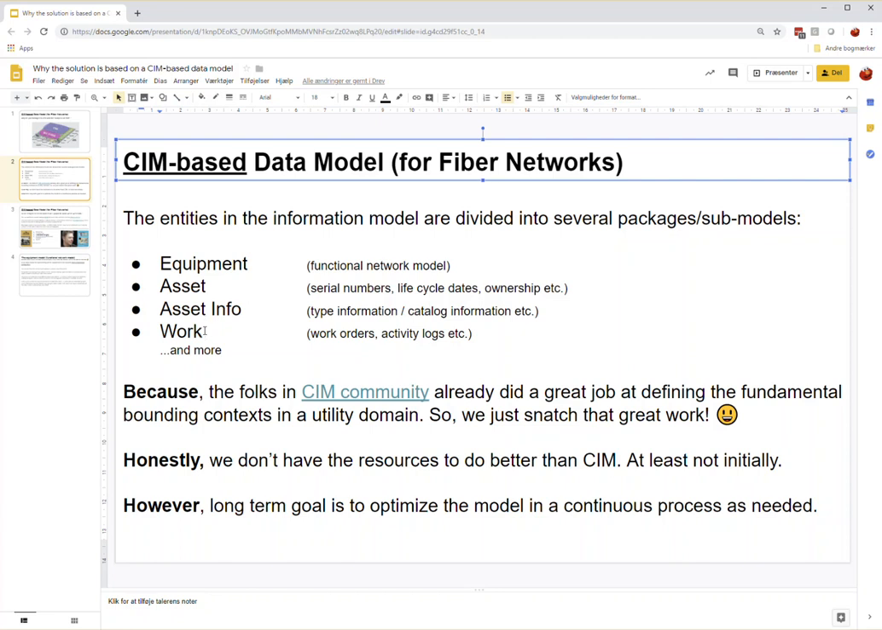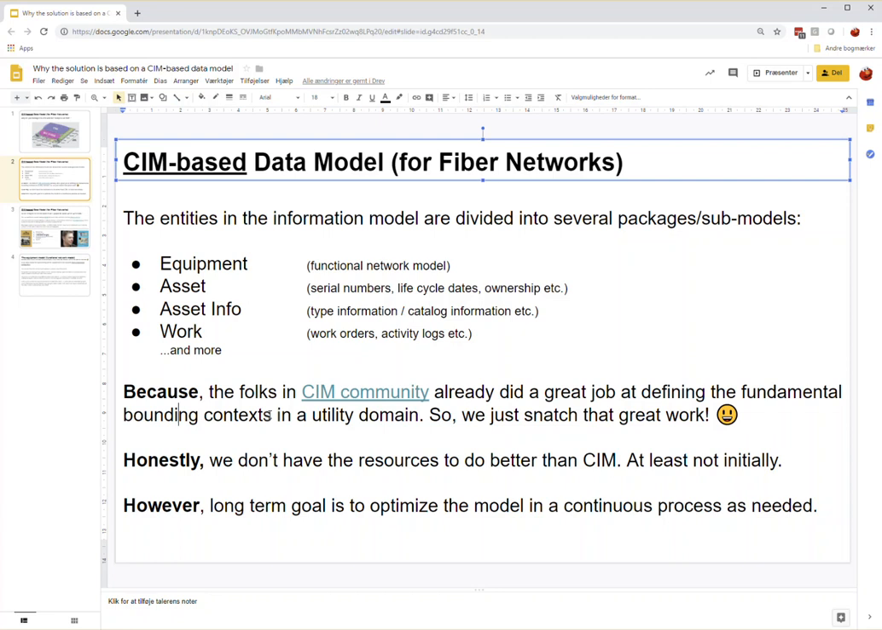So, I try to explain down here why we're going to do that, and the reason I'm going to use the CIM way of doing this is because people in the CIM community already did a great job of defining these fundamental bounded contexts. So there's no need to reinvent the wheel here. We just basically snatch the idea because we know it works. And that's of course because we don't have the resources to create a better model. It has millions of man hours put into these models in CIM.